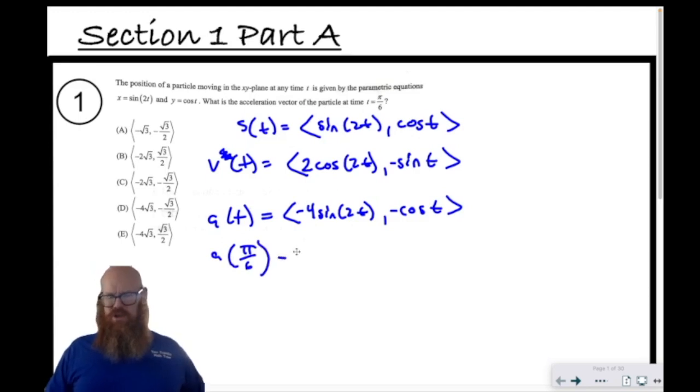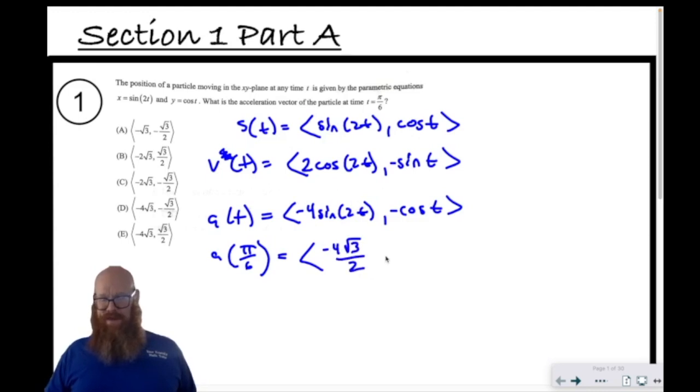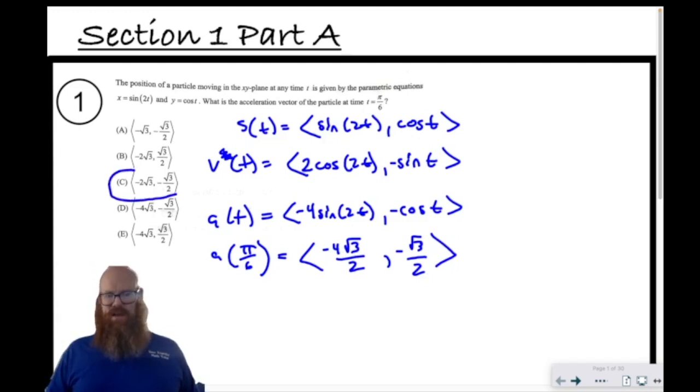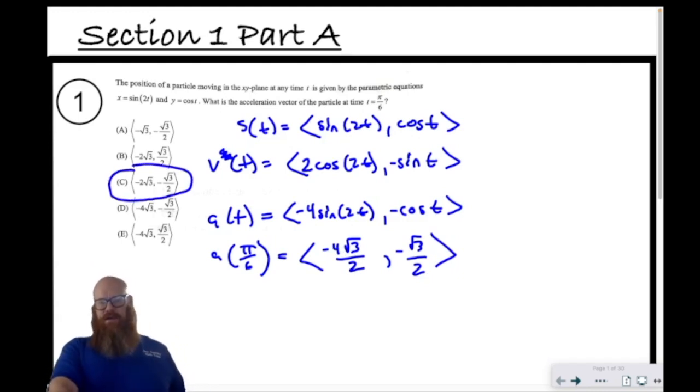When I do pi over 6, 2 times pi over 6 is pi over 3, and the sine of pi over 3 is root 3 over 2. So I get negative 4 root 3 over 2. We'll simplify that in a second. And then the cosine of pi over 6 is also root 3 over 2, so we get negative root 3 over 2. So this becomes negative 2 root 3. So we are left with C, which is negative 2 root 3 and negative root 3 over 2.